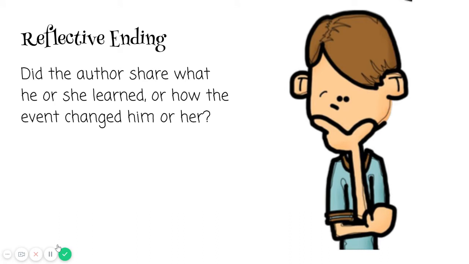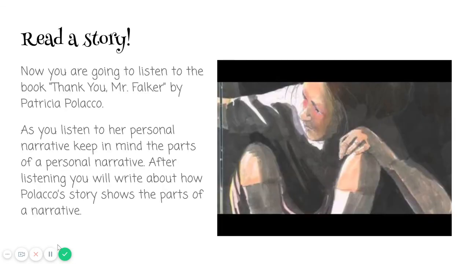Reflective ending. Did the author share what he or she learned or how the event changed him or her? Most of the time when we record a personal narrative, it's because that moment in time changed us or we learned something significant from it. And those are the 6 parts of a personal narrative.